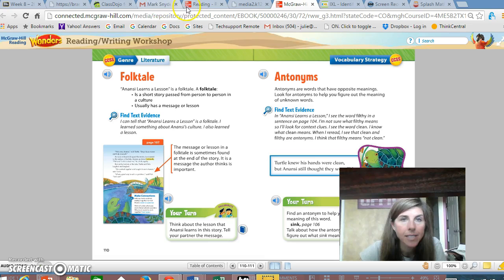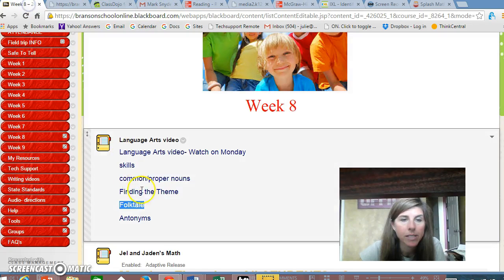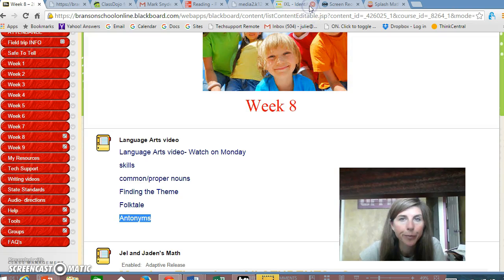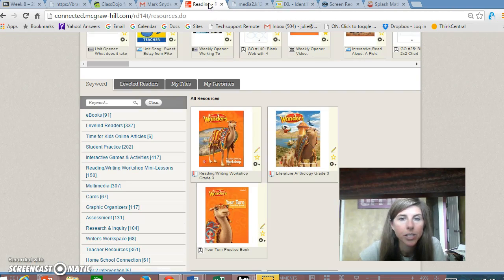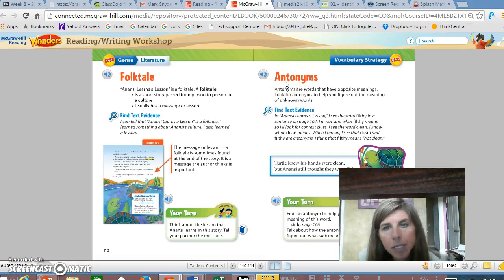And then our next thing we're talking about is antonyms. Okay, so let's go back to that book. Oh, bummer. It just closed out. Let me open that. Okay, so antonyms. Antonyms are words that have opposite meanings. Let's go ahead and read the rest of this. Synonyms would be the same meanings, and antonyms are opposites.